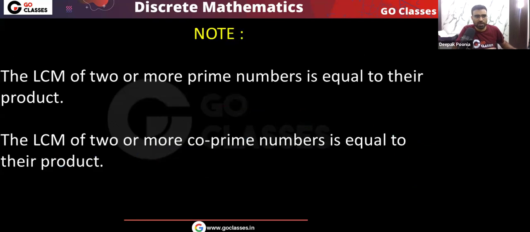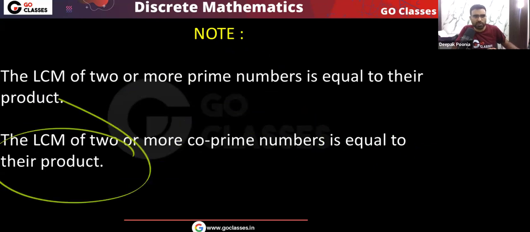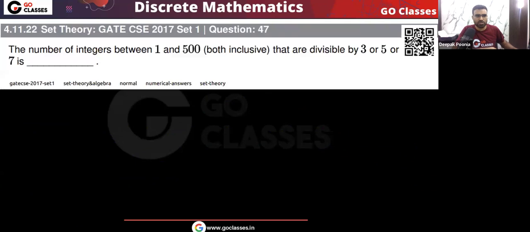Okay, very simple. Also I told you that if you have two or more co-prime numbers, then finding the LCM is very simple, you just have to multiply them. Now let's solve this question.